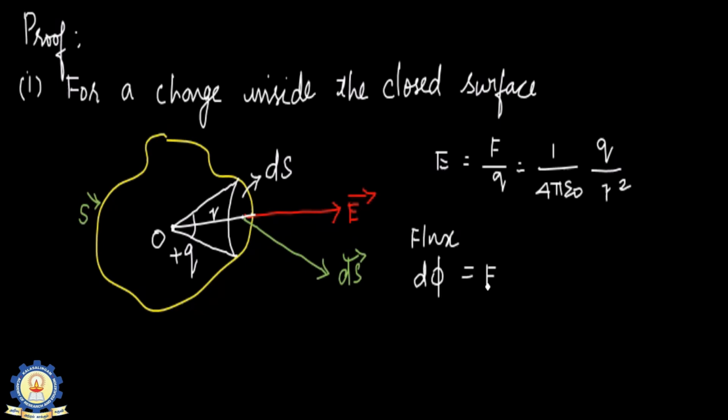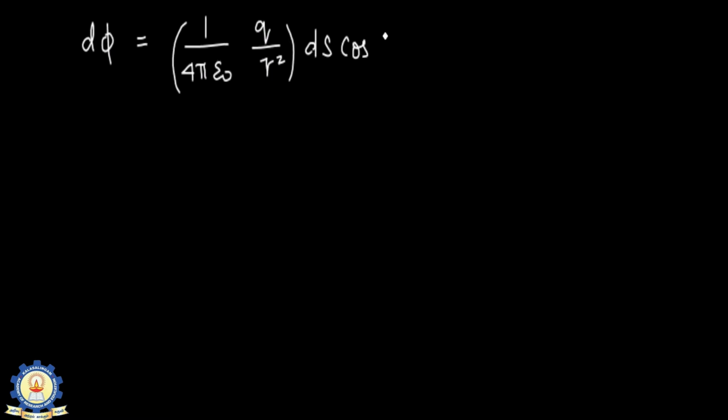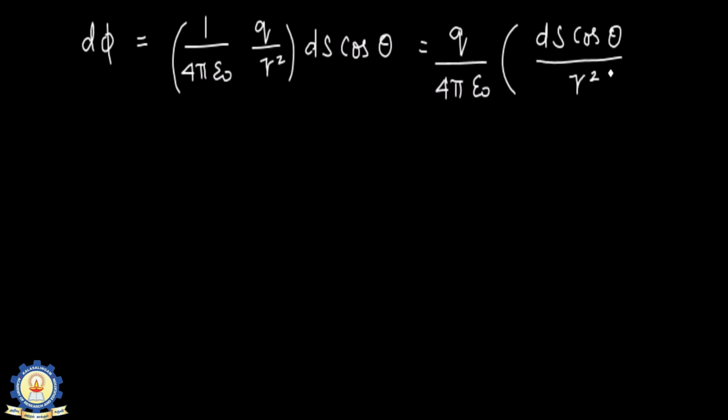At the same time we can mark the change in flux as the product of electric field and the differential surface element. Since it's a scalar dot product, we can write E ds cos theta. Theta is the angle between the electric field vector and the ds vector. So d phi is equal to 1 by 4 pi epsilon naught q by r square, this is for E, and ds cos theta, or this can be written as q by 4 pi epsilon naught ds cos theta by r square.